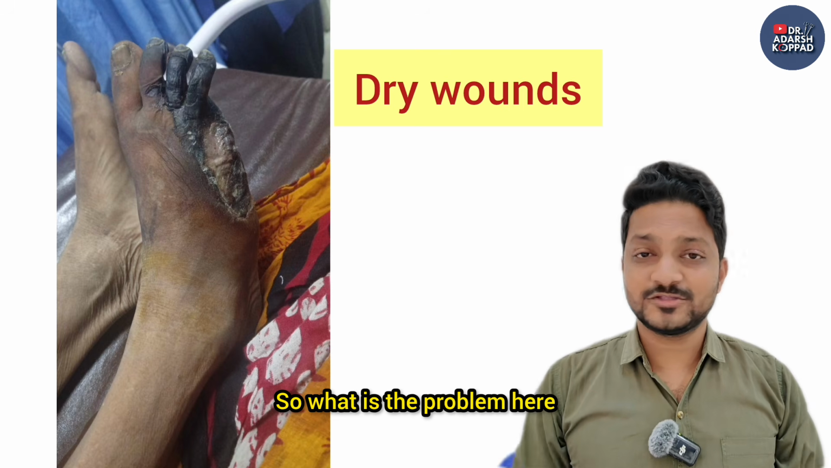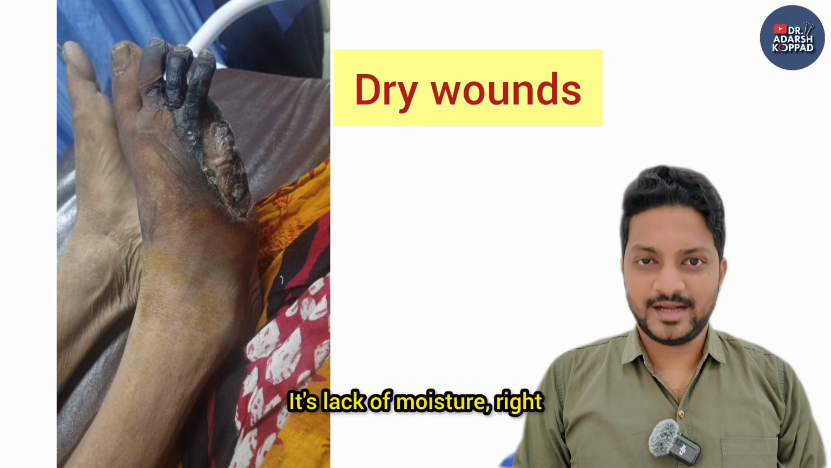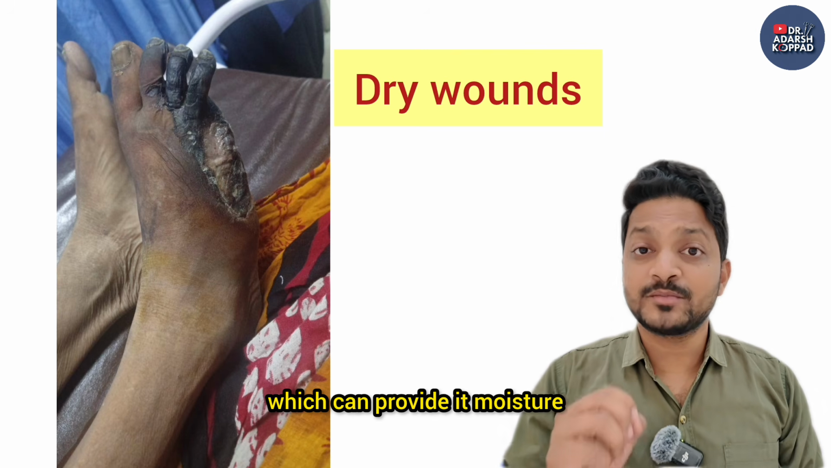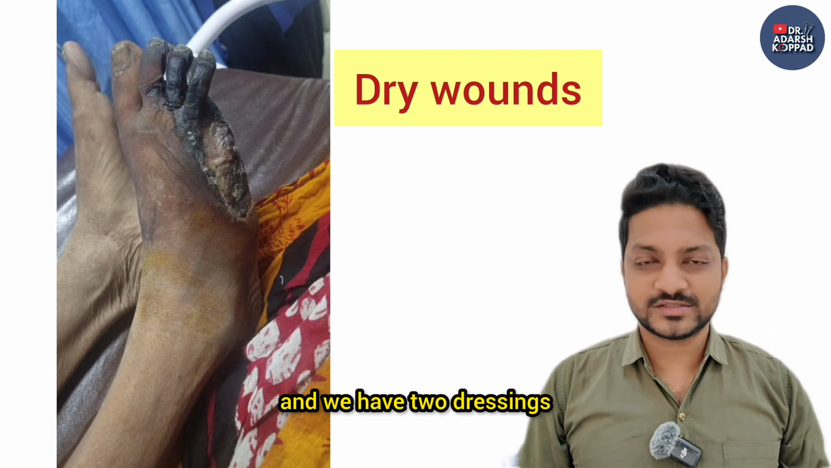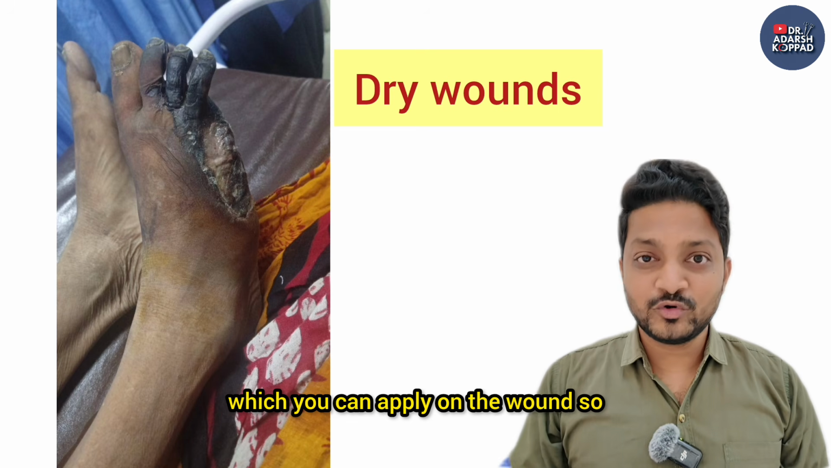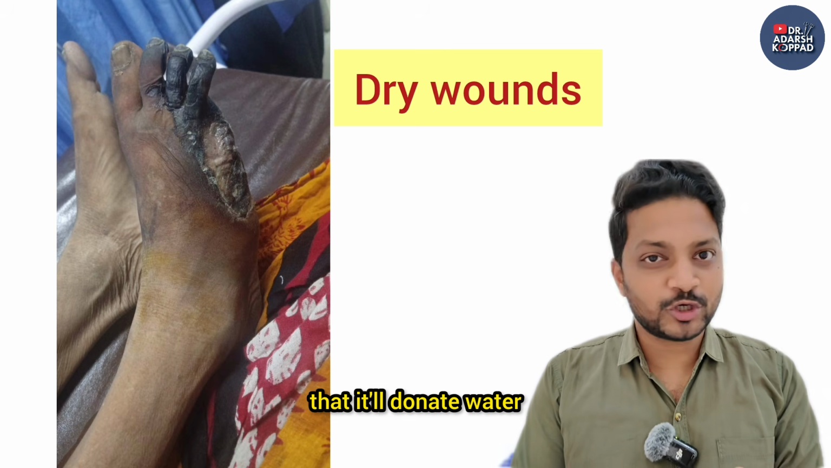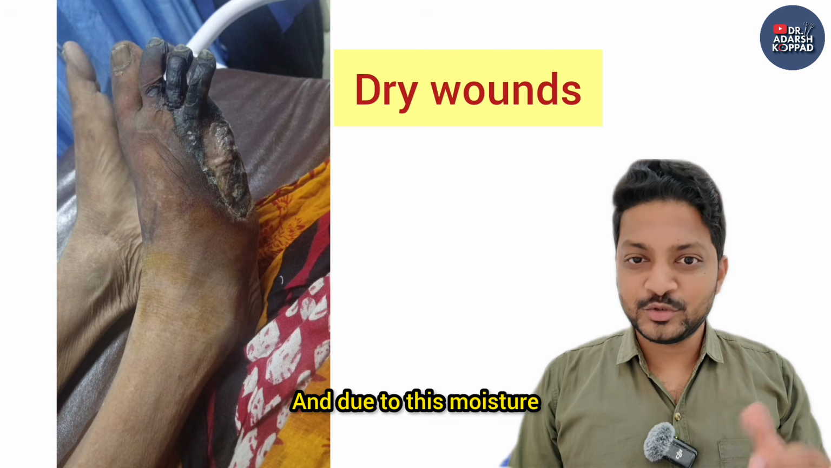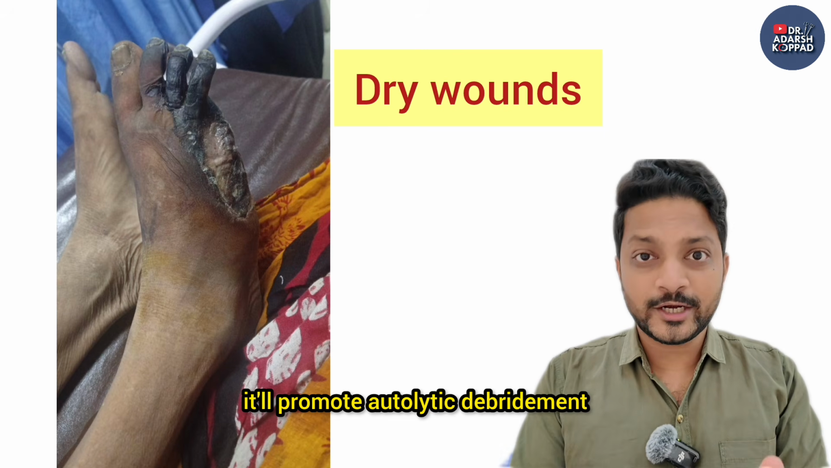So what is the problem here which is preventing healing? It's lack of moisture, right? So you have to do a dressing which can provide it moisture and we have 2 dressings which can do that. A gel kind of dressing which you can apply on the wound so that it will donate water or it will donate moisture and it can soften the necrotic tissue. And due to this moisture, it will promote autolytic debridement.